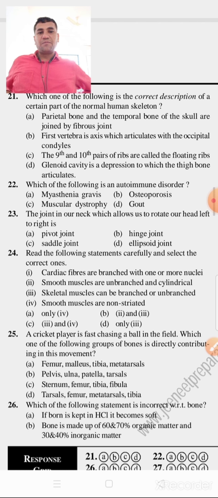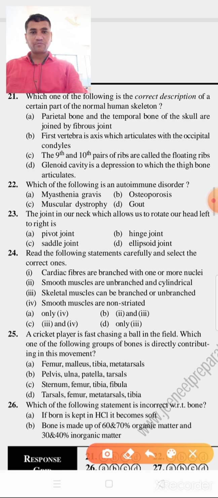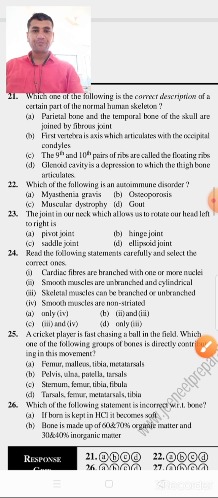Skeletal muscles can be branched or unbranched. Skeletal muscles are only unbranched and they are striated muscles. So here only the fourth option is right. So option A is right, and only option A is right.